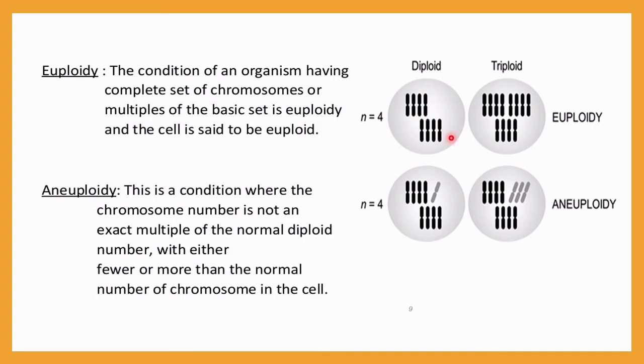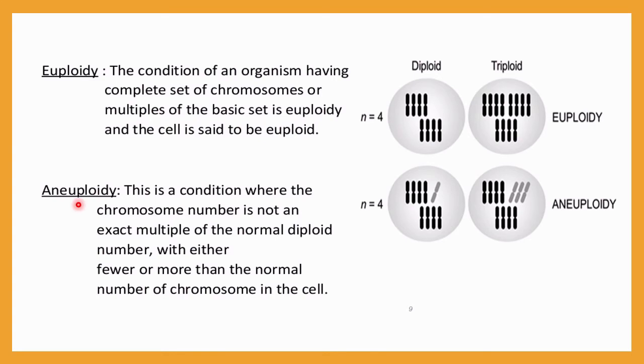But if the organism has euploidy, one more extra copy of the chromosomes will be obtained. The number of chromosomes will increase and it becomes triploid. So here it is 2n, and this is 3n. The chromosome number is doubled here and tripled there. Such a condition is called euploidy. The organism has a complete set, not only one chromosome. Here all 4 chromosomes have one more extra copy. A complete set of chromosomes or a multiple of the basic set is euploidy, and this cell is considered euploid.